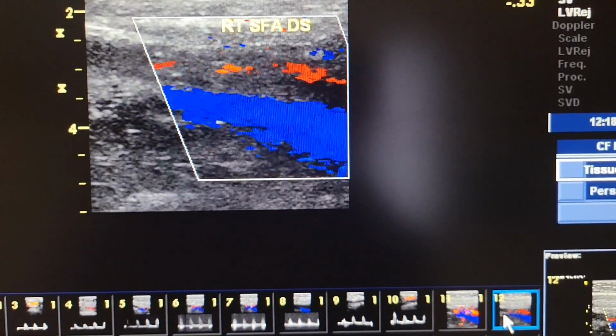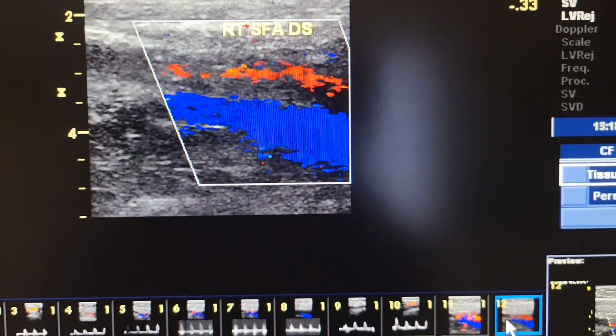Area of stenosis. You can see the turbulence.